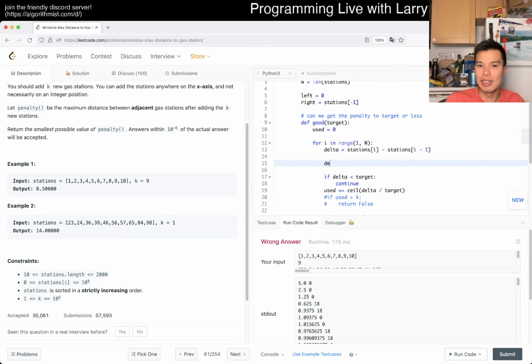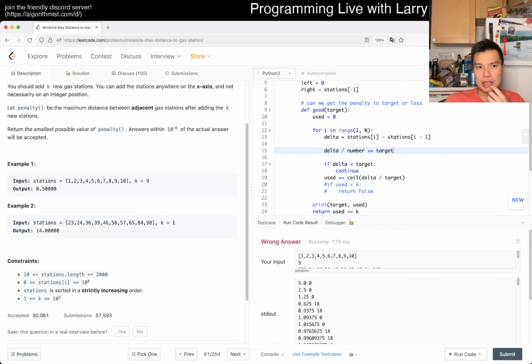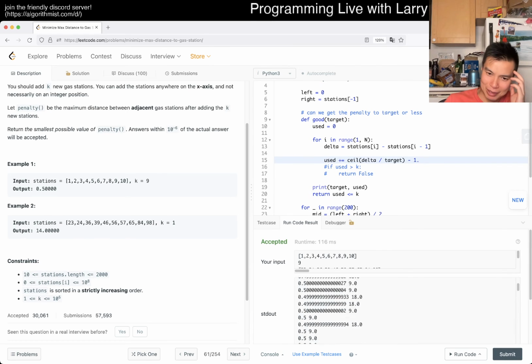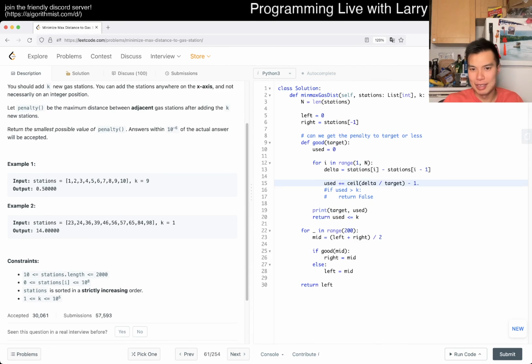Okay, so we have the delta. We want to divide it by some number so that it is less than or equal to target, right? Oh, I see. Okay, I think I figured it out. Maybe it's this minus 1. The reason is, well, let me run it real quick. Yeah, okay, I'm just being dumb. Yeah, okay, that's what I thought.